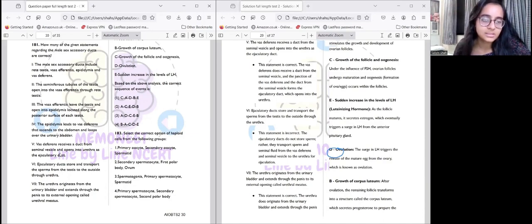Fourth statement, the epididymis leads to vas deferens that ascends to the abdomen and loops over the urinary bladder. Again, an anatomical statement, which is correct.